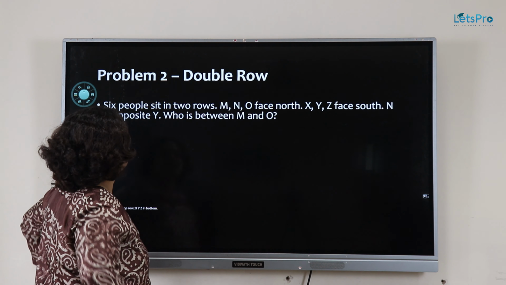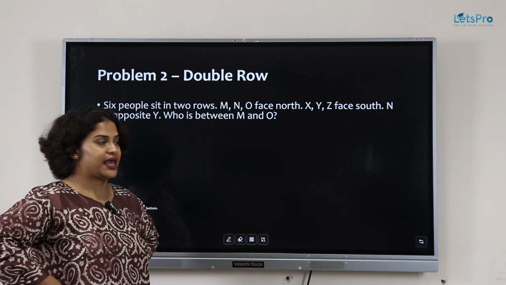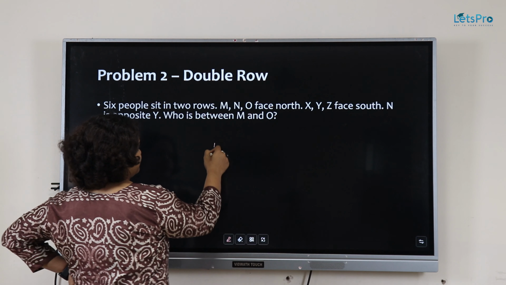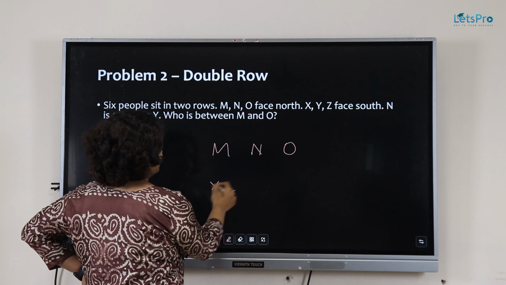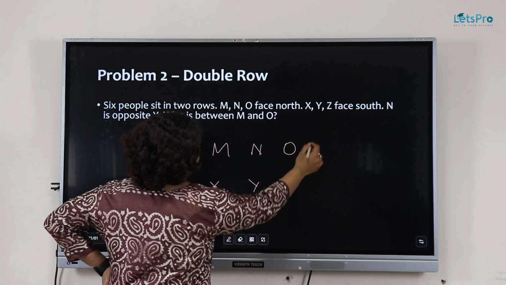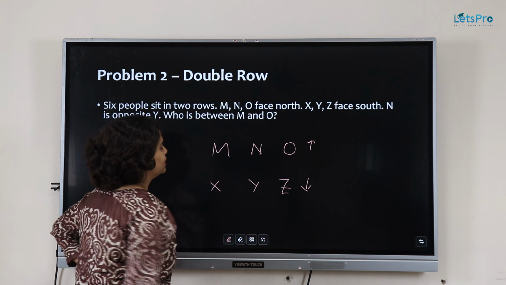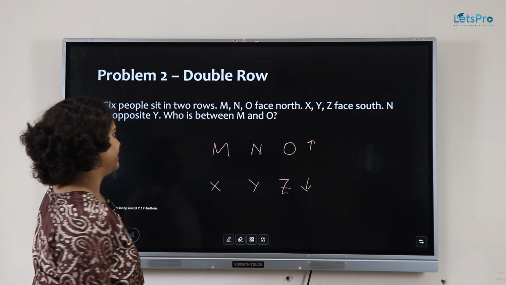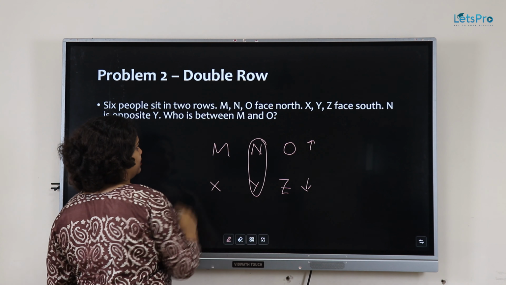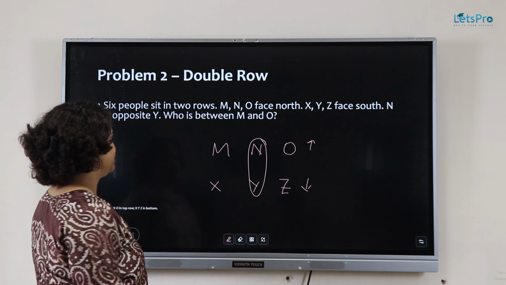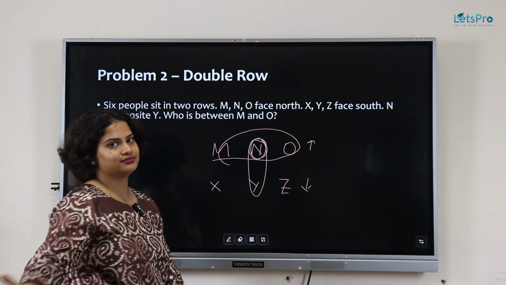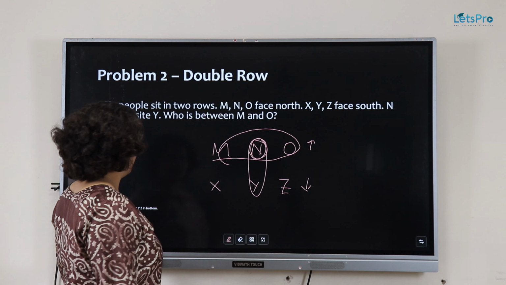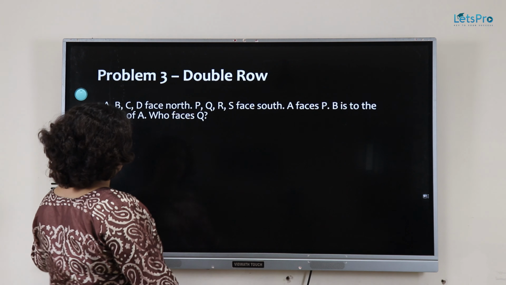Okay. 6 people sit in 2 rows. M and O face north. So M, N and O are facing north. X, Y and Z are facing south. North and south. N is opposite of Y. Very simple. Right? Who is between M and O? Very simple. M and O between is nothing but your N. Correct? Alright. Next question.